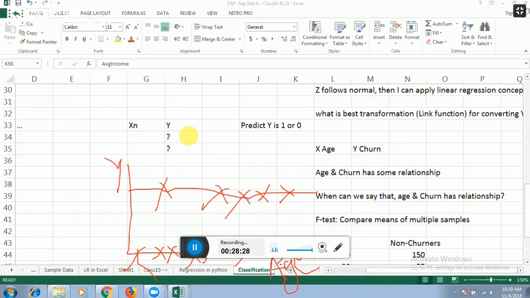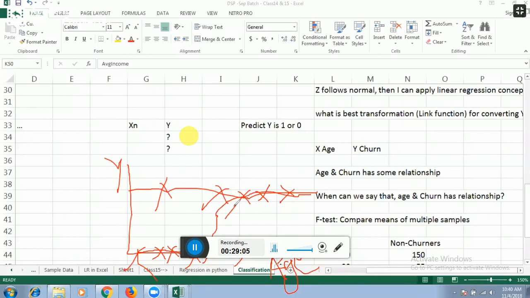Now in this kind of scenario, a linear line cannot be a best fit line, because that is not going to give you a best relationship. So in this kind of situation, what is the best fit line I can think of? The best fit line I can think of is whichever line can pass through the maximum number of points. In this case, if you think of some kind of curve like an S curve, the S curve can be a best fit line or not? Yes or no?